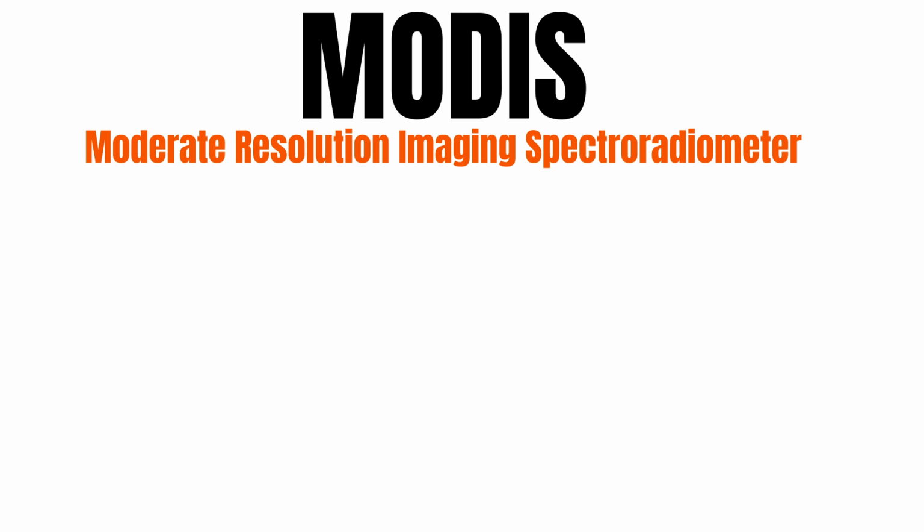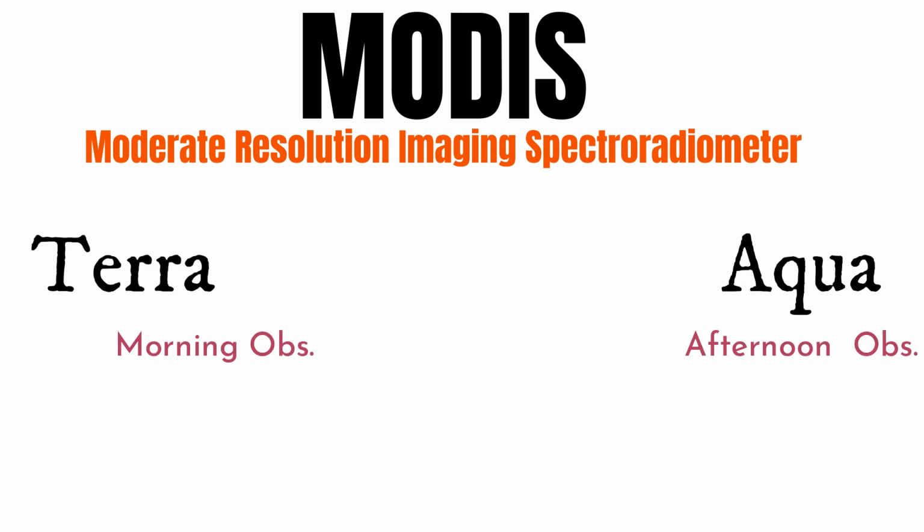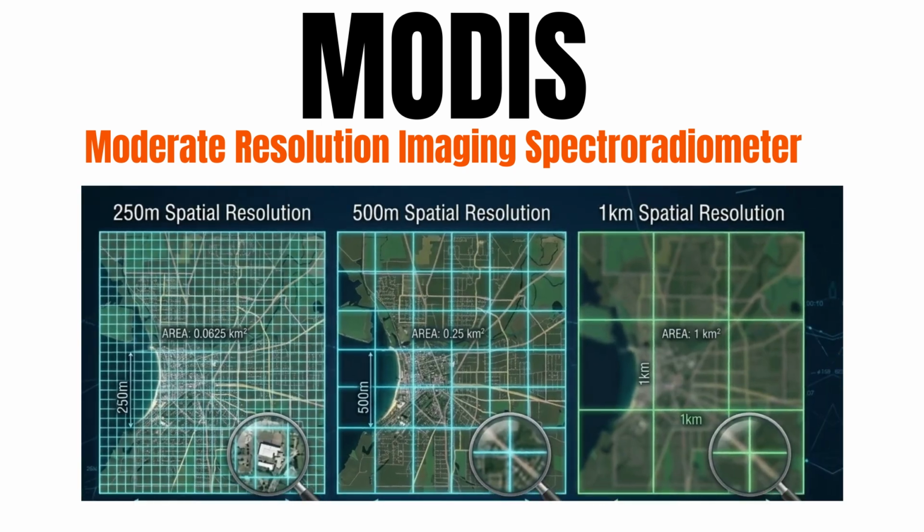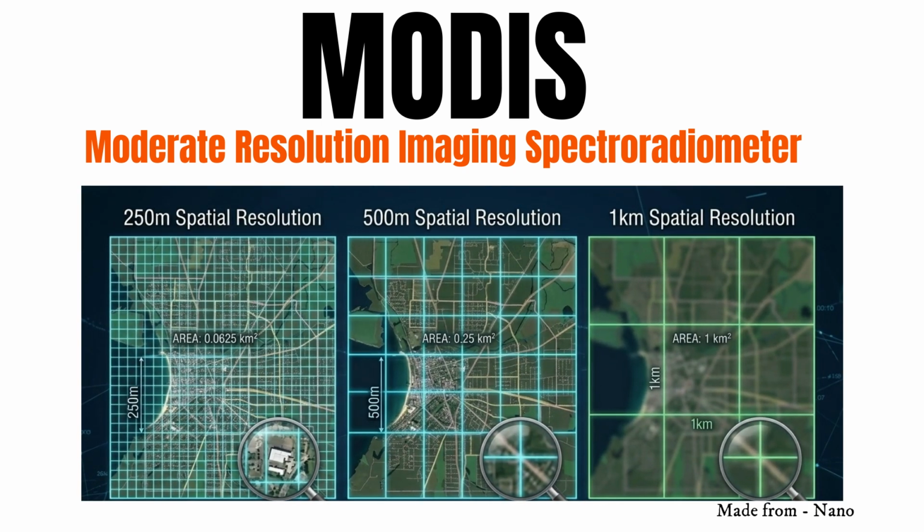MODIS sensors are installed on two satellites, Terra and Aqua. Terra satellite is for morning observations. Aqua satellite is for afternoon observations. MODIS spatial resolution depends on its product, ranging from 250 meters, the highest detail, to 500 meters and 1 kilometer. That means only one pixel of MODIS can represent a 250 by 250 meter or 1 kilometer by 1 kilometer area on the ground.